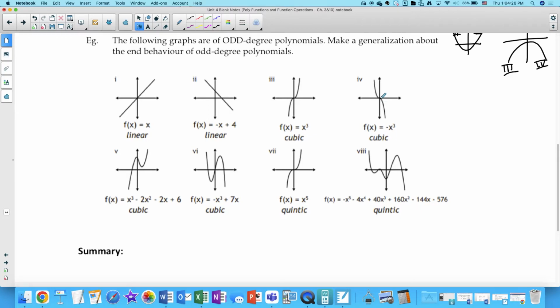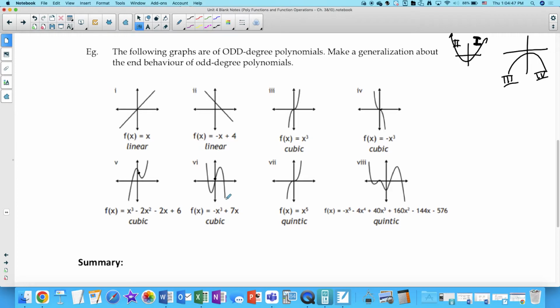And by the way, these ones also have inflection points, but they're just there or there. Okay. All right, so let's talk about end behavior. What can we say about the end behavior of these functions? Yeah?